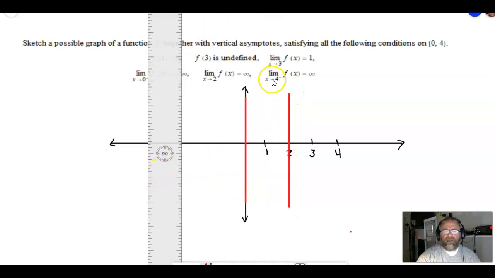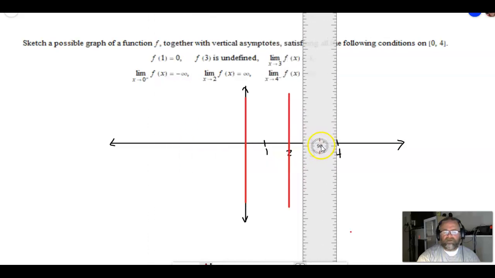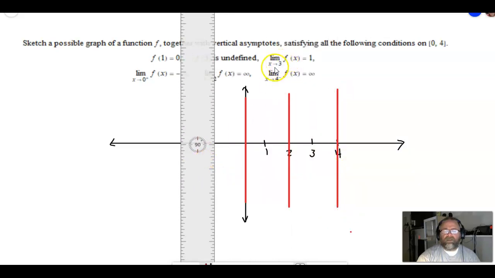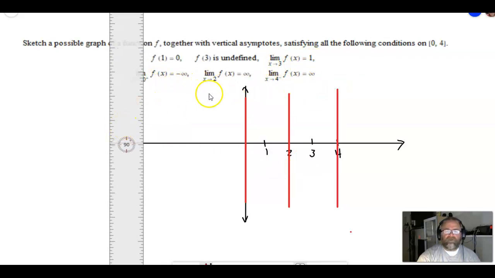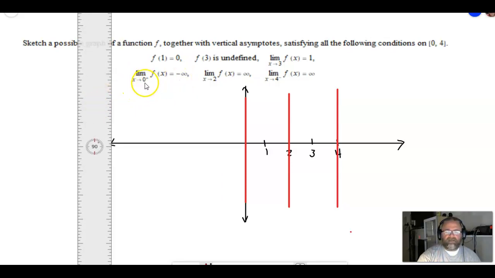And finally, at 4 from the left, we are approaching an infinity. So at 4, we will have a vertical asymptote as well. And at 3 here, we're approaching a value, so we do not have a vertical asymptote there. So here's our 3 vertical asymptotes. Remember, for one-sided limits or two-sided limits, whenever we approach positive or negative infinity, there is a vertical asymptote at x is equal to whatever that a value is.